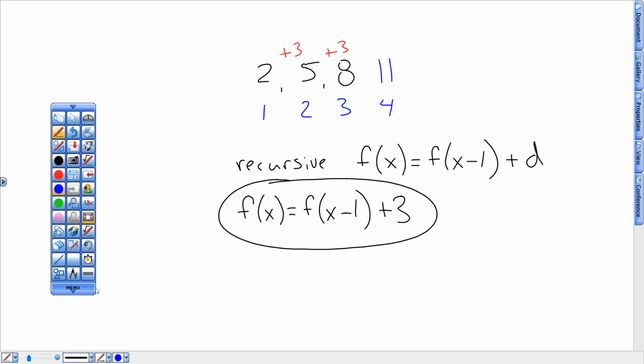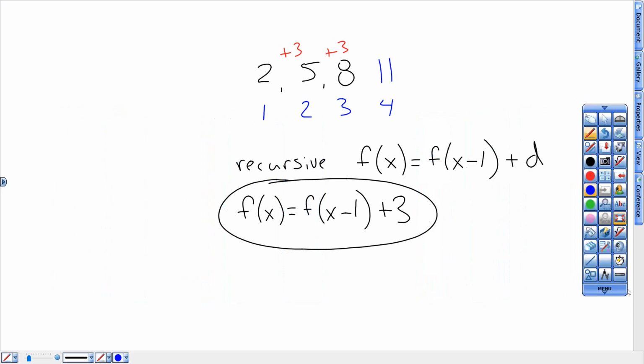To find that fourth term using this weird function notation, next word is pelican. Pelican.